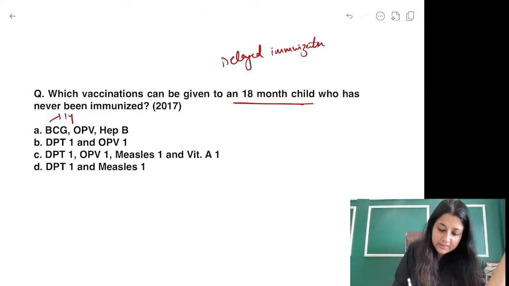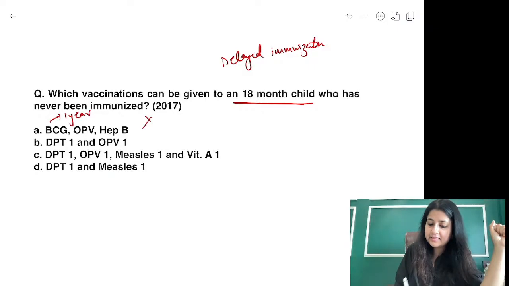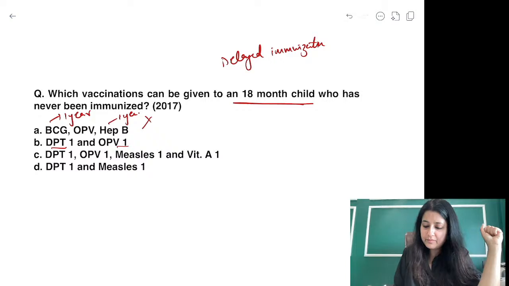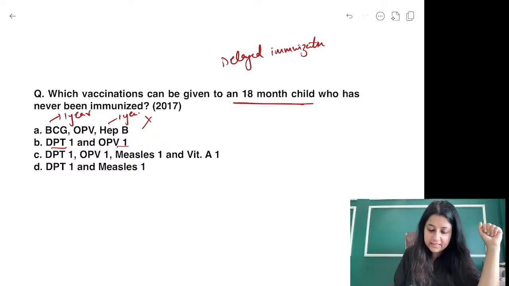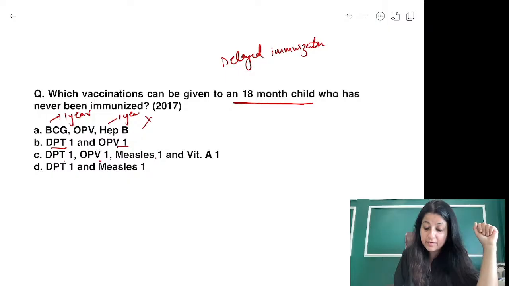No. BCG you can give till 1 year. Hepatitis B you can give till 1 year. He's 18 months. DPT1, OPV1, I think we can. But if you look over here, DPT1, OPV1, measles 1, vitamin A1. So which is the one you will go for?